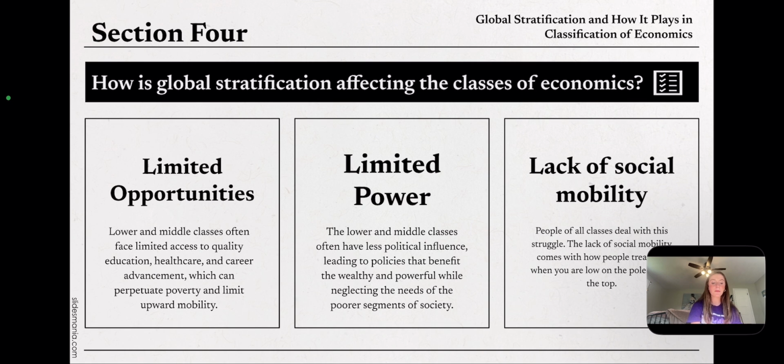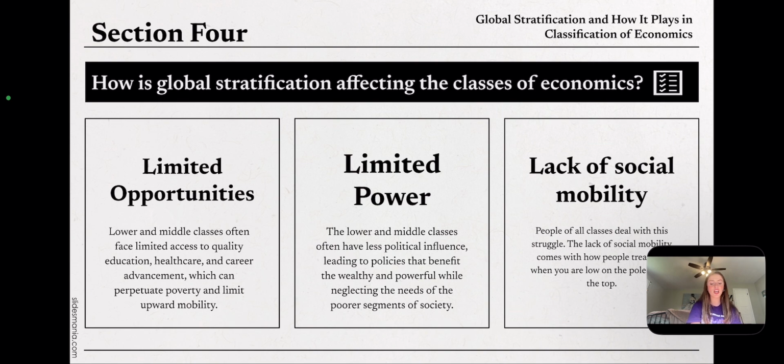Like said in the presentation, no matter where you are in the economic chain, people treat you badly. If you're at the top, everybody wants something. If you're at the bottom, people act like you're worth nothing. All of this is due to a big term called global stratification. Adding these points all together, you can see why it is so hard to move up and want to move up in the world.